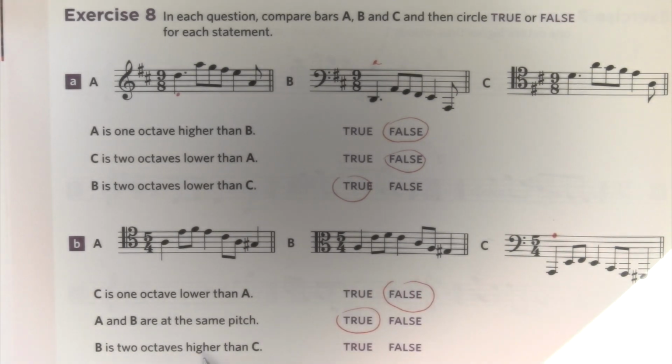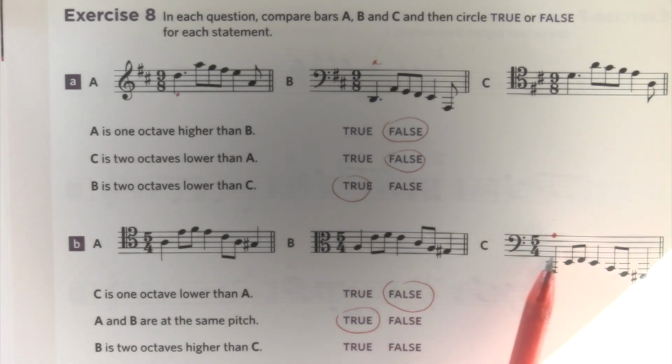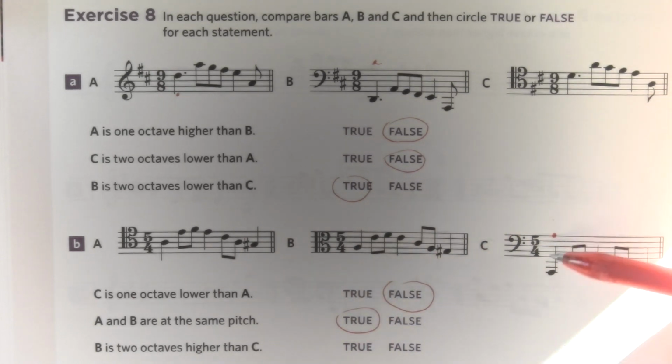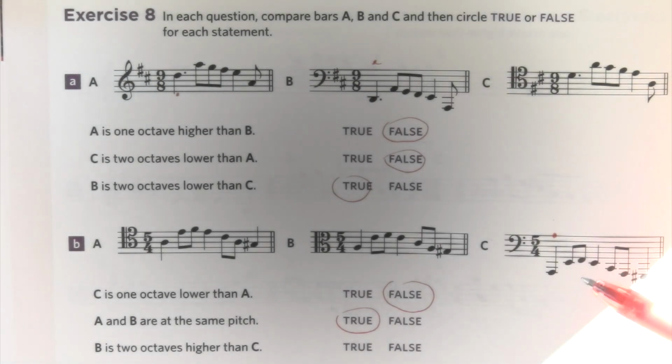B is 2 octaves higher than C. So B is 2 octaves higher than C. Now the answer is correct because they are the same pitch and this is 2 octaves apart. So you can do the equivalence, like in maths. It's very easy to do.